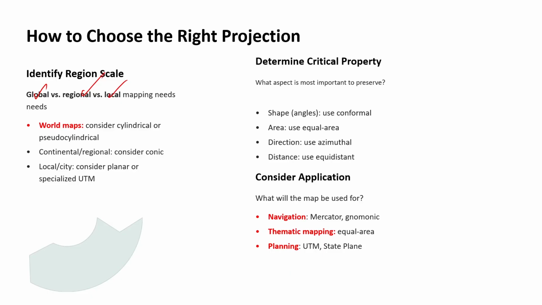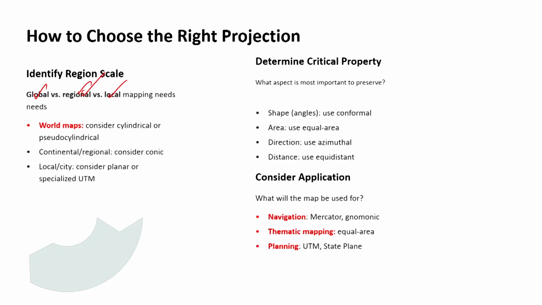For the global level, you will directly consider Mercator and similar kinds of projections. Local level, of course you know what to do, azimuthal projection. Regional level, conical projection, like that you have to decide. So you have to look at the location-specific needs, decide which projection you are going to use, and determine the critical property.